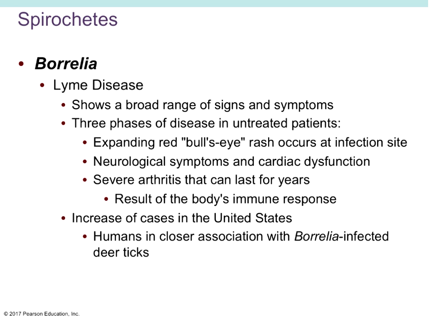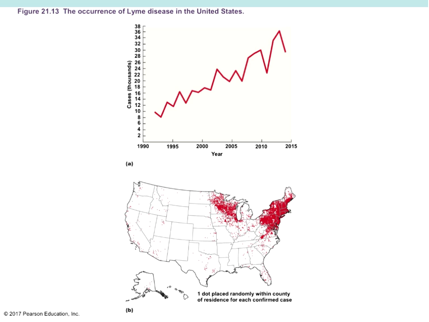There is an increase of cases in the United States because humans are coming into closer association with deer ticks, just by the sheer nature of being out in areas where you'd find much closer contact. And here's an incidence map of where we usually find Lyme disease. You'll notice that we see it on the rise.